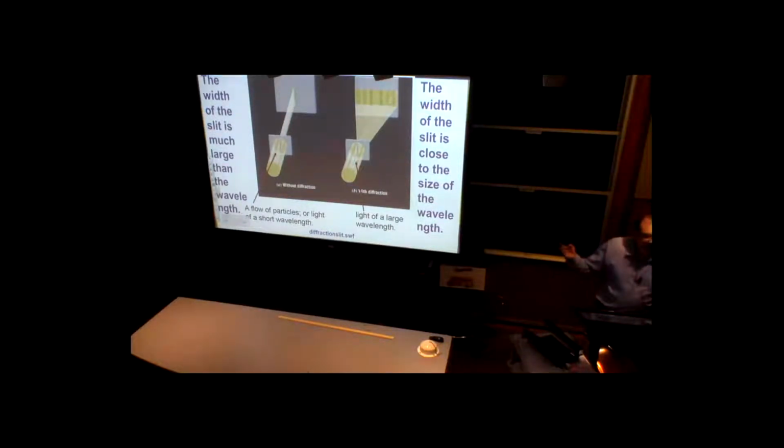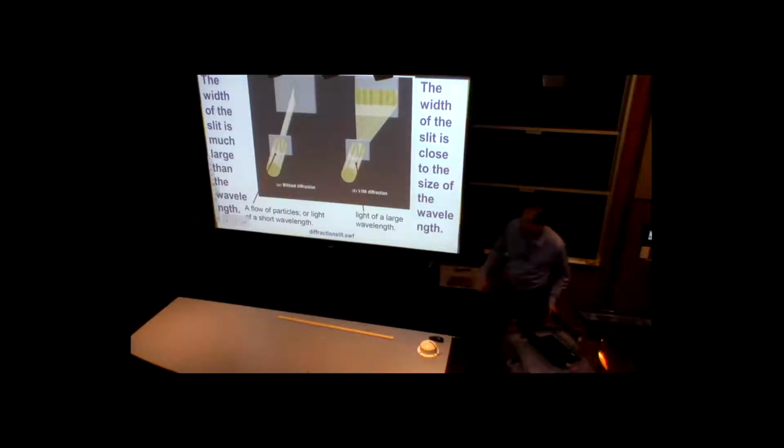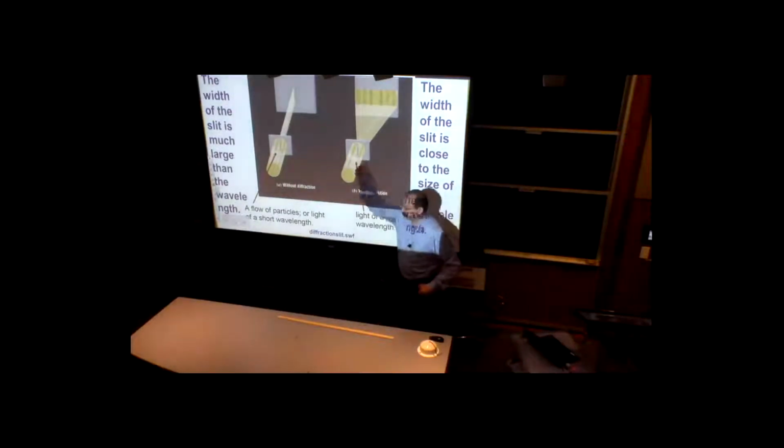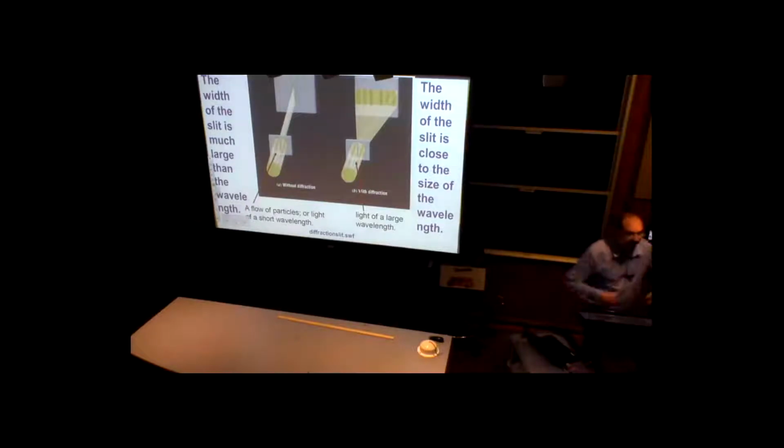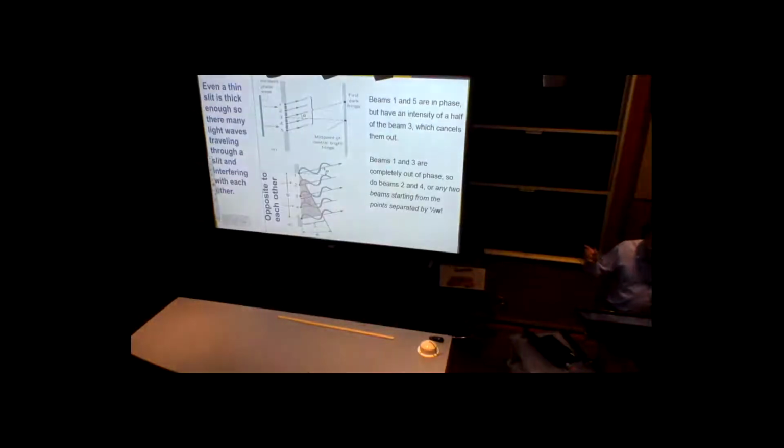Let me demonstrate the difference between a wide slit. In that case, we don't see any interference happening, but if the slit is narrow enough, hundreds of sizes of wavelength maybe, then we observe an interference pattern generated by a single slit.